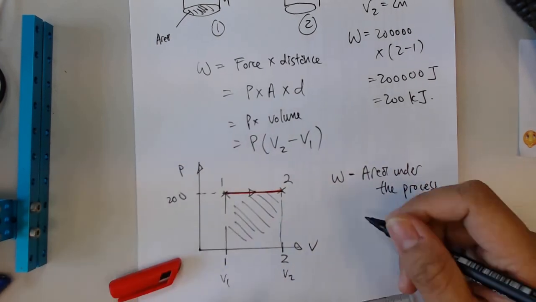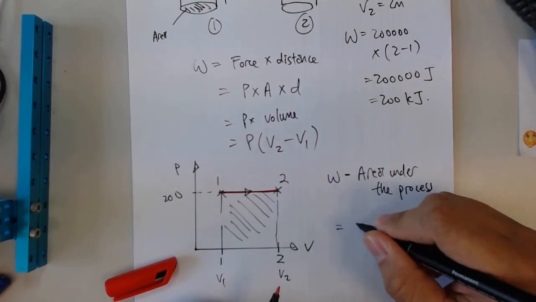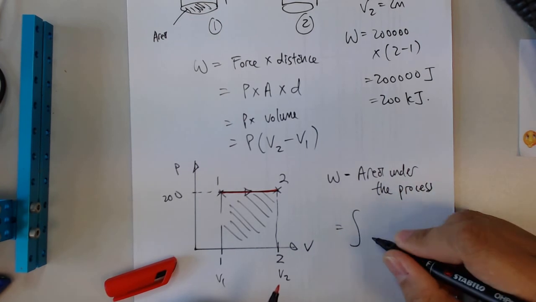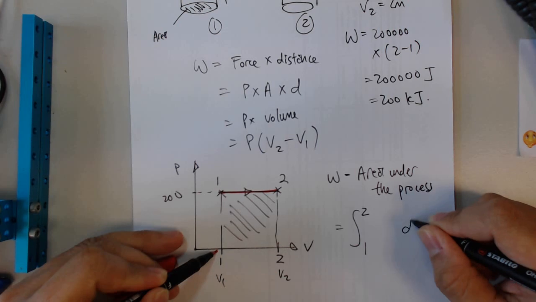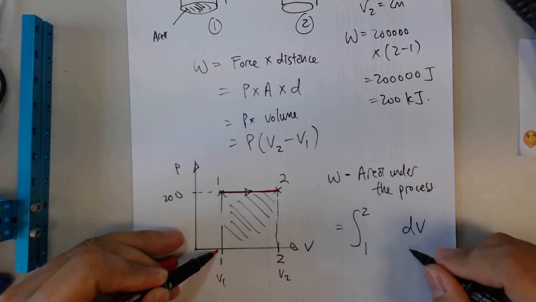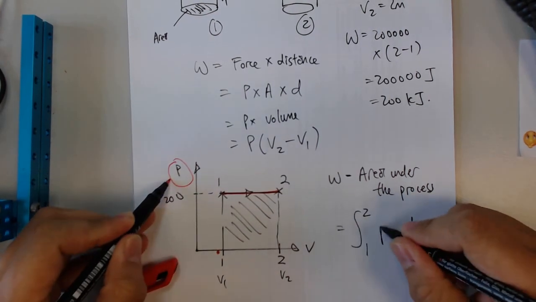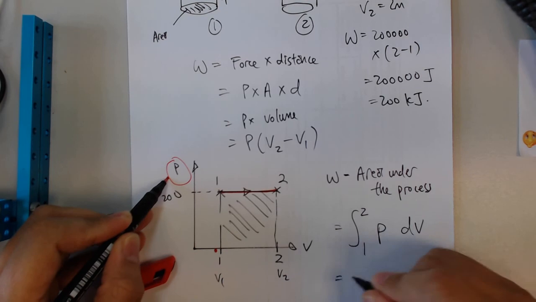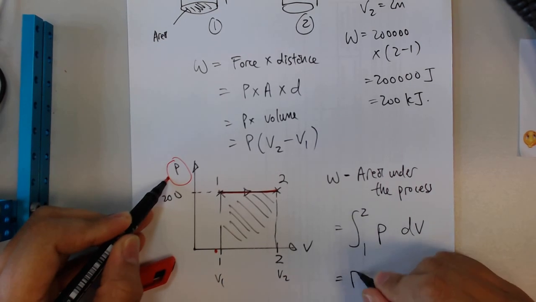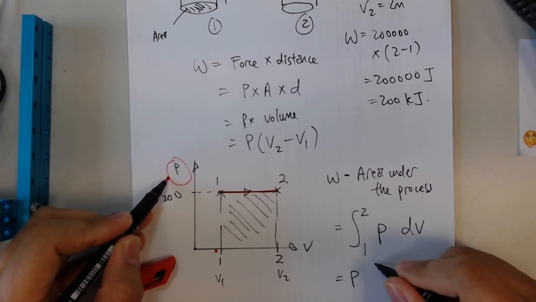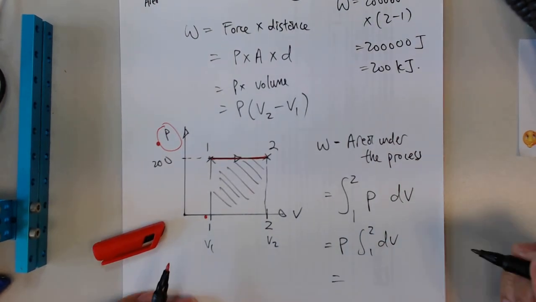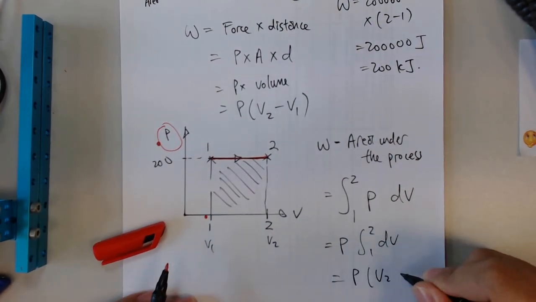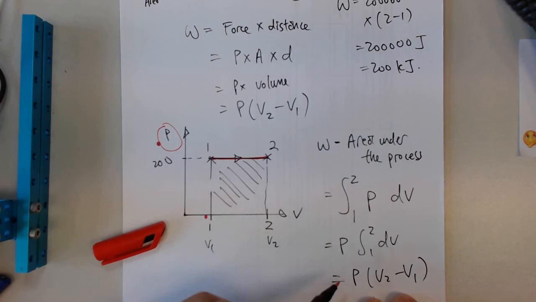In the strict mathematical sense, it would be an integration from volume 1 to volume 2 with respect to volume, an integration of the pressure. The pressure you can take out, and it is just the integration of dV, which gives you V2 minus V1. So this is how it is in mathematical terms.